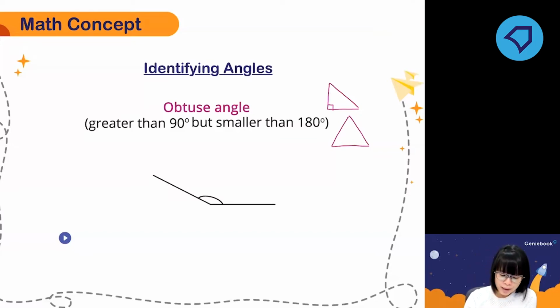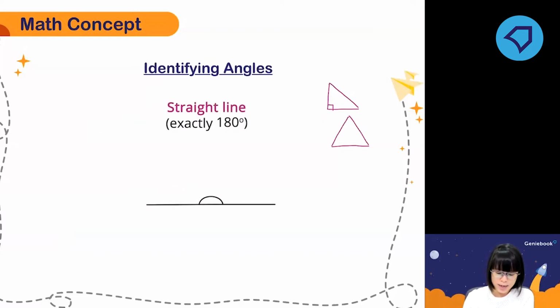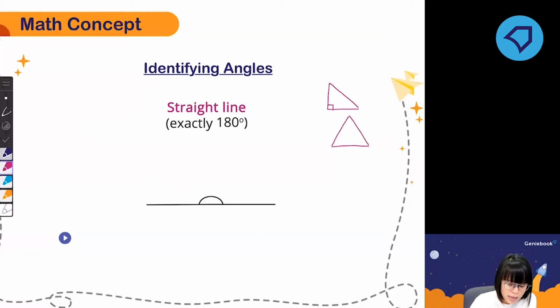And then, of course, ultimately, we have a straight line. A straight line is exactly 180 degrees. Anybody know why it is 180 degrees? No? Okay, because we already mentioned it.